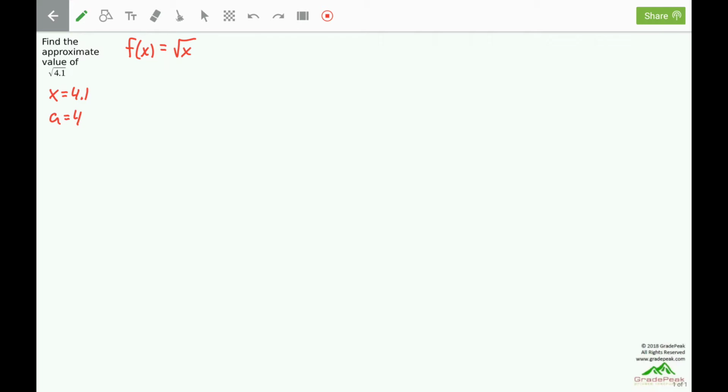We can now find the linear approximation to this function f of x. We will need the function as well as its derivative. Before we take the derivative, let's rewrite the function as a fractional exponent. It's x to the first power and second root, or x to the 1/2 power.